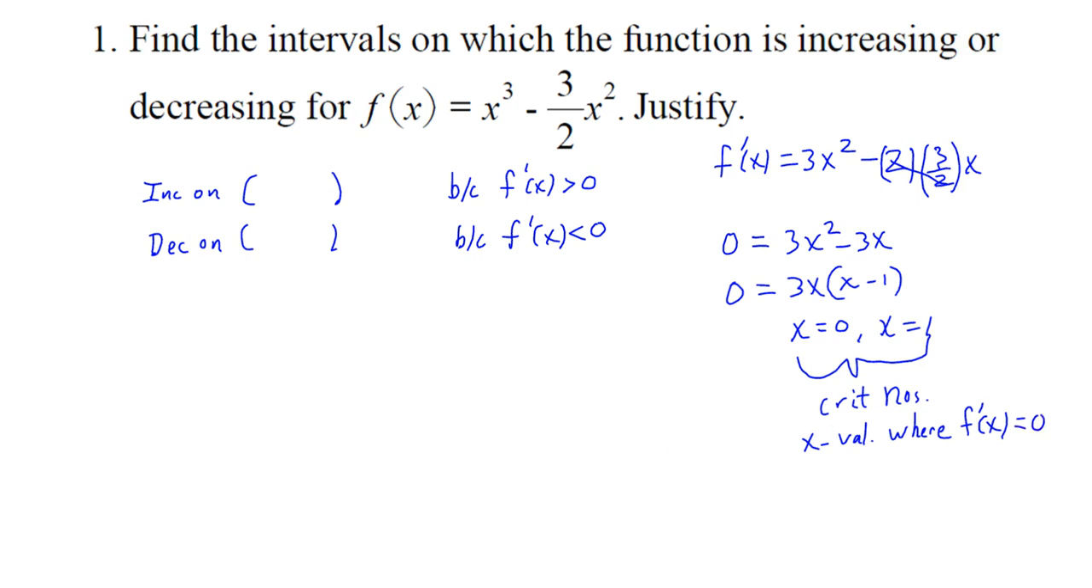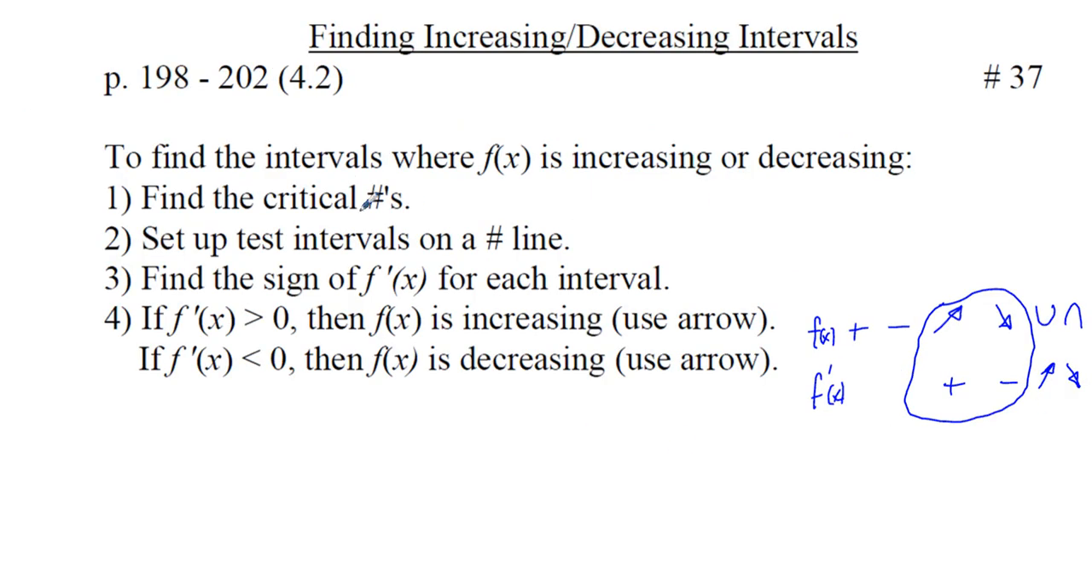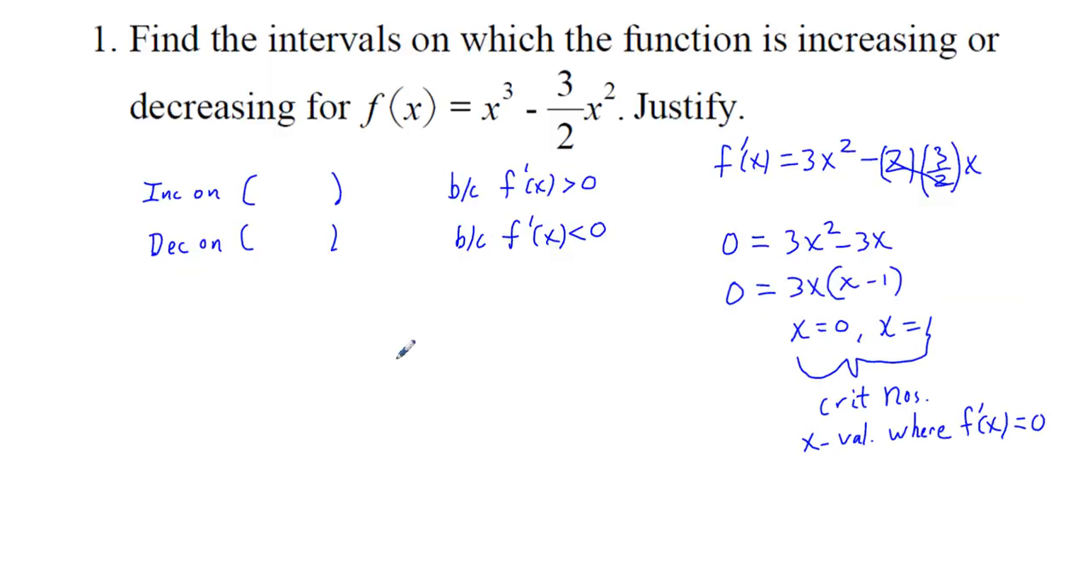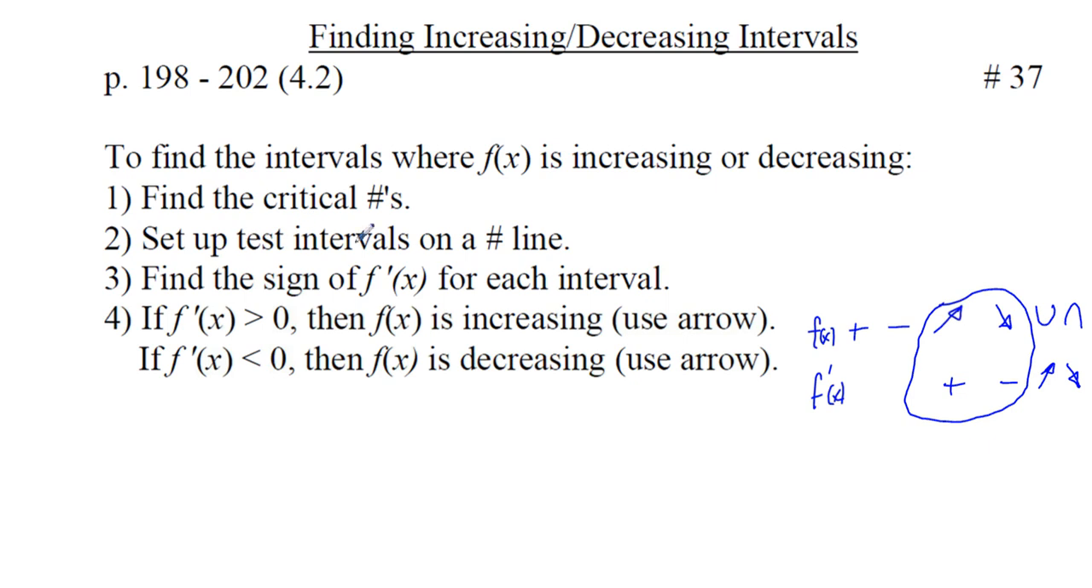Now we go and we found our critical numbers. Now we set up test intervals on number line. So I'm going to draw a number line here. And our critical numbers are 0 and 1. So here's 0, and here's 1. So that's going to be that. Let's go back and look at our guide. Set up, okay, we did that.